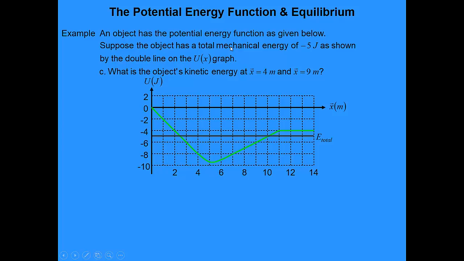Now, let's do something a little weird here. Let's say the object has a total mechanical energy of negative 5 joules. Let's just say that's how much it has. This is its total mechanical energy, and they show that on the graph with this double line. What they want to know is, how much kinetic energy does it have when the object is at position 4 meters and at position 9 meters?